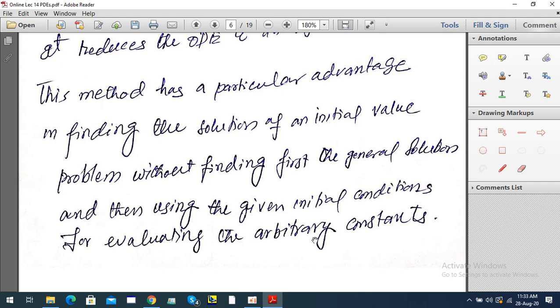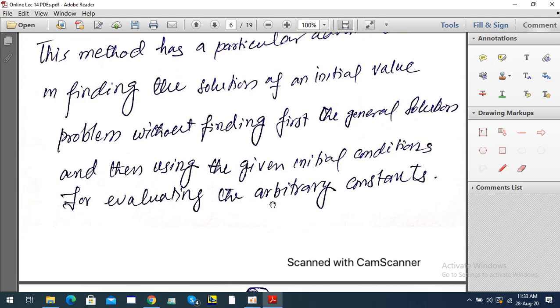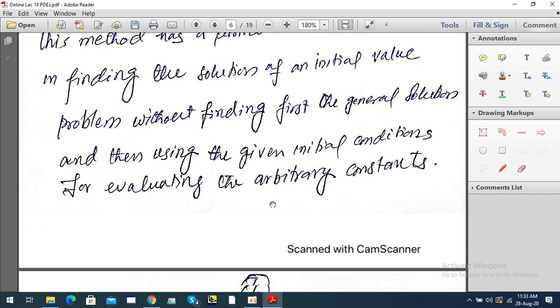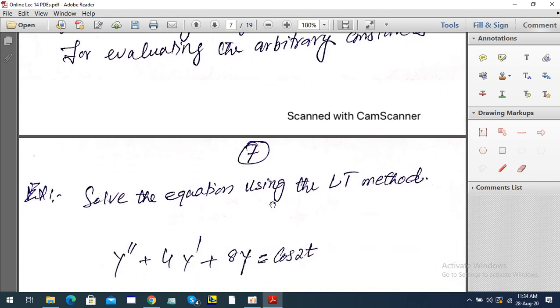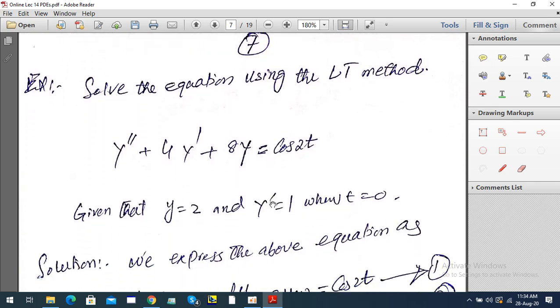But unlike that method, in the Laplace transform, you can see that before the general solution, it utilizes the initial and boundary conditions to find the constants. So no need to wait for the general solution. Initially it uses its conditions, and you will see that at the end there will be no arbitrary constant in our final solution.